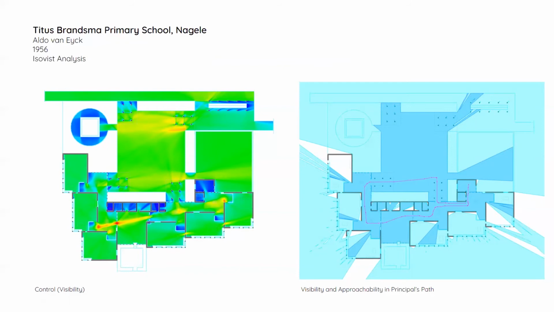Apart from that, the junctions between the two connected classrooms have high control values as well, which gives teachers the ability to survey multiple spaces at a time. Although this may be detrimental to students from a privacy point of view.